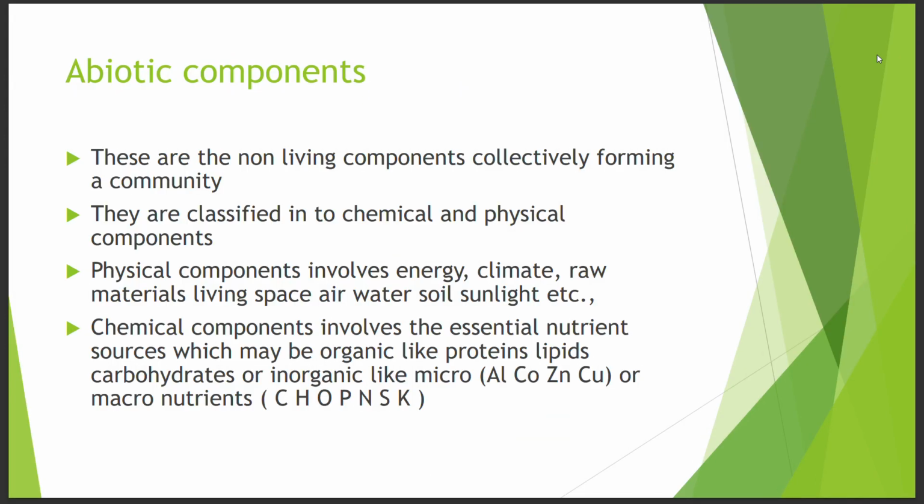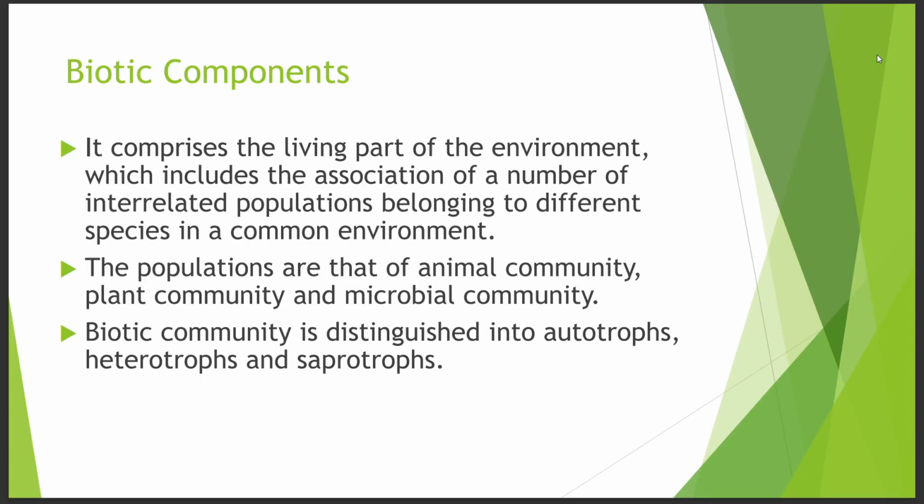Then abiotic components. So these are the non-living components. Two types of abiotic components are there. One is chemical and one is physical. Physical means energy, sunlight, water, soil, climate, raw materials, living space, area, everything. And chemical components means the nutrients, proteins, lipids, carbohydrates, aluminium, copper, zinc, everything. Inorganic macronutrients, everything. Biotic components means the living part of the environment.